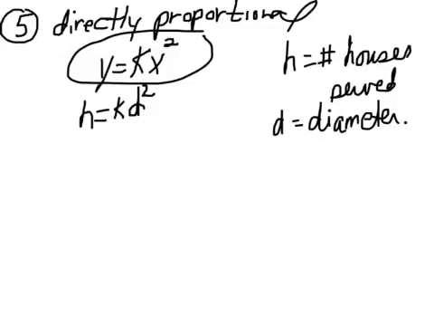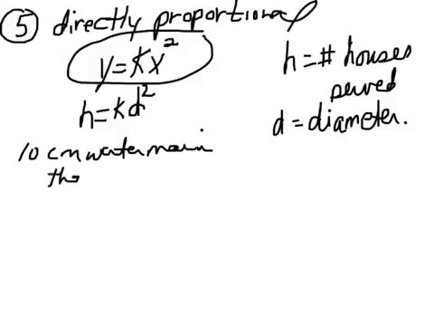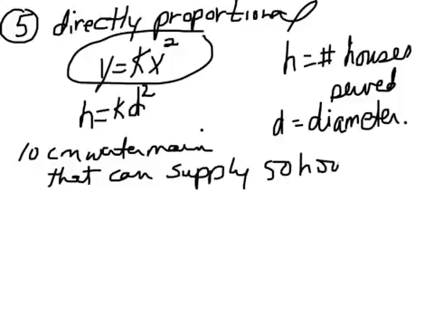And they explain why. This is because the cross-sectional area of the pipe, and thus the number of liters per minute that can flow, varies directly with the square of the diameter. Suppose that City Water Works has a 10 centimeter water main that can supply 50 houses. Let's make a point out of this.